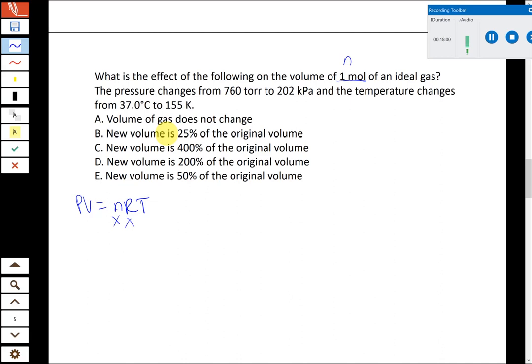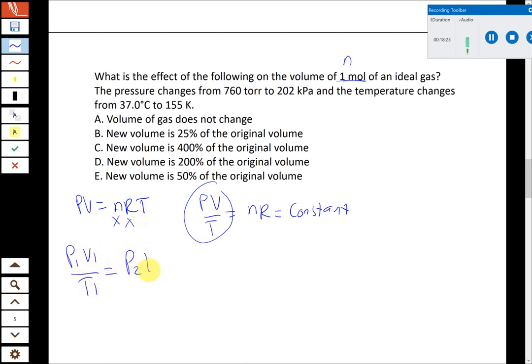So what we're going to do is move the variables that are changing over to one side. And so that means we're going to divide both sides by temperature and say that PV over T equals nR, which is constant. And what that means then is this ratio, PV over T, is going to be constant. So P1 V1 over T1, that ratio has to equal the final P2 V2 over T2.